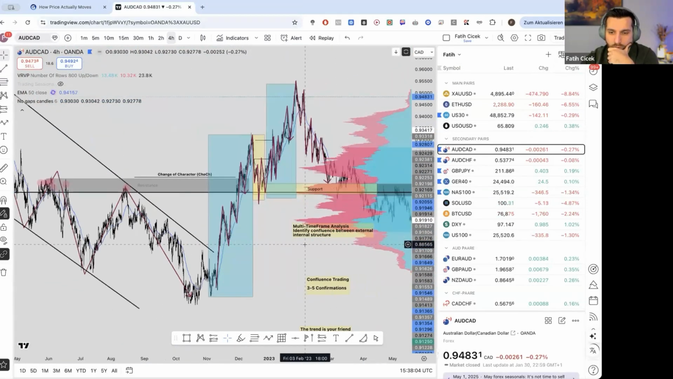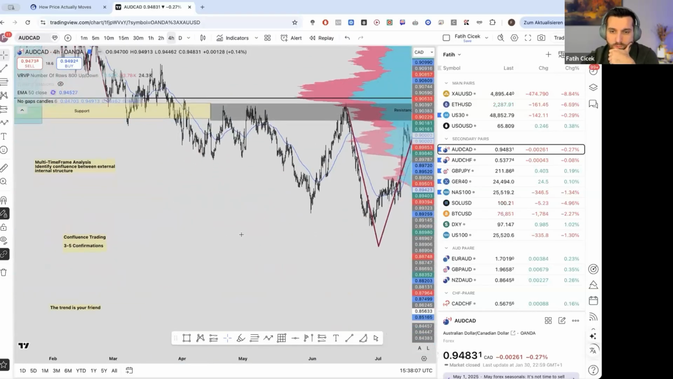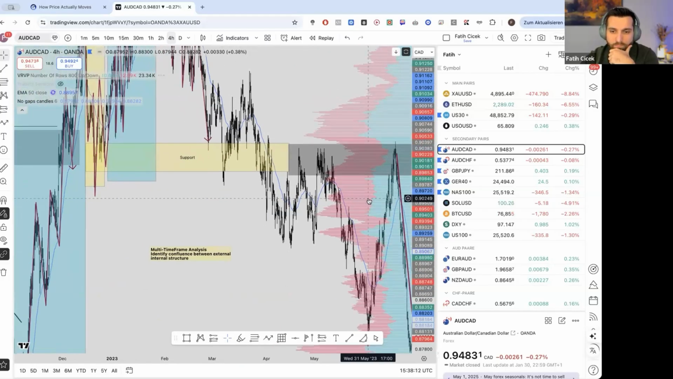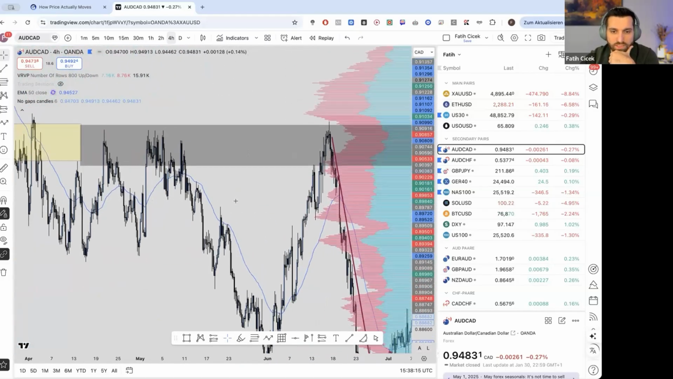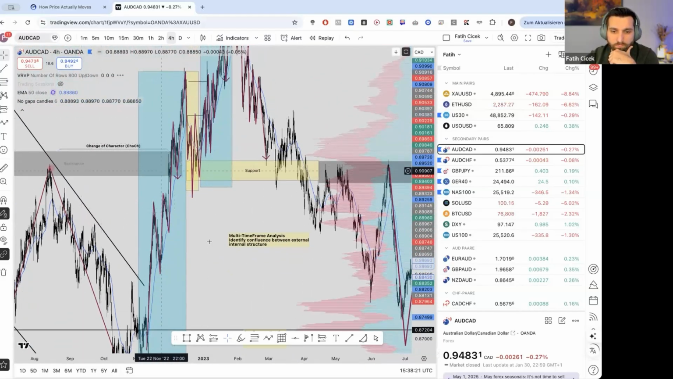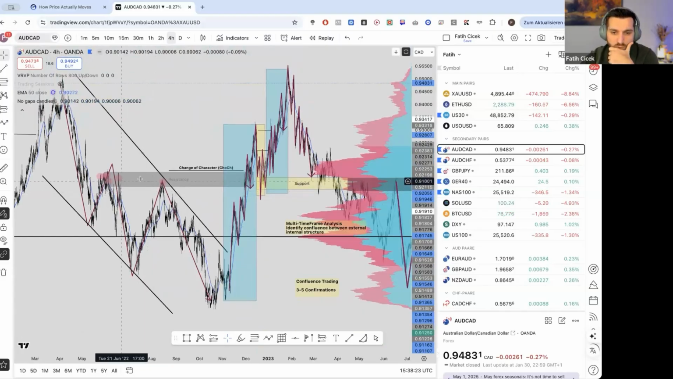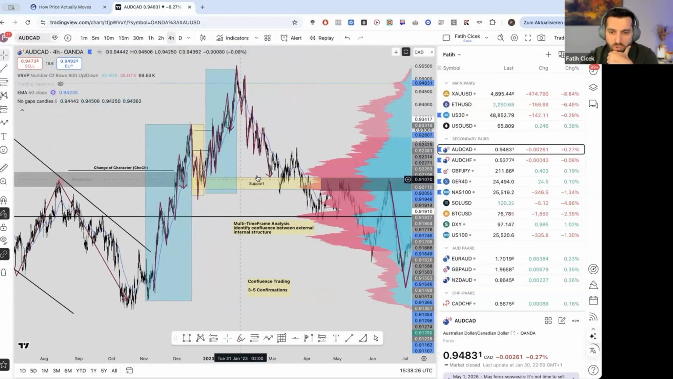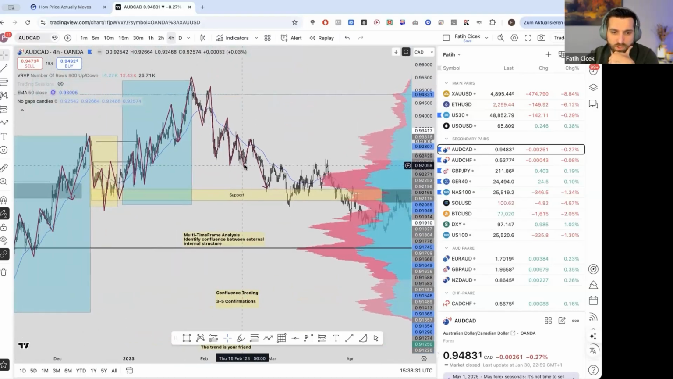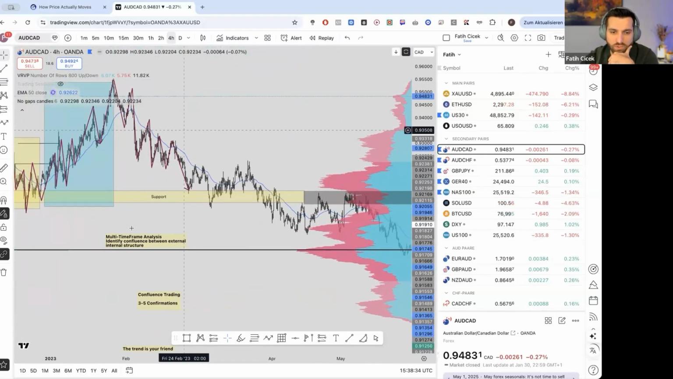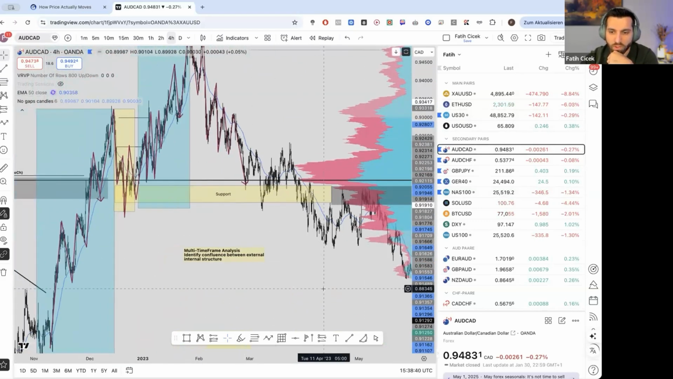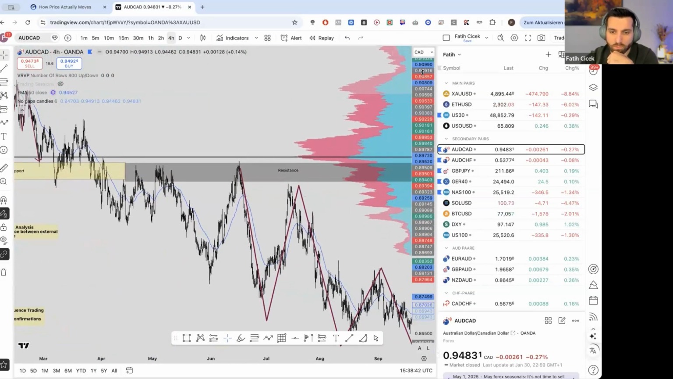So this was our support. This is one example. What we're seeing here is that this resistance was broken, and then the same zone actually functioned as a support zone. You can see that at this same level, price rejected a few times. So this was our support zone. Once this was broken, the same zone actually functioned as resistance now.